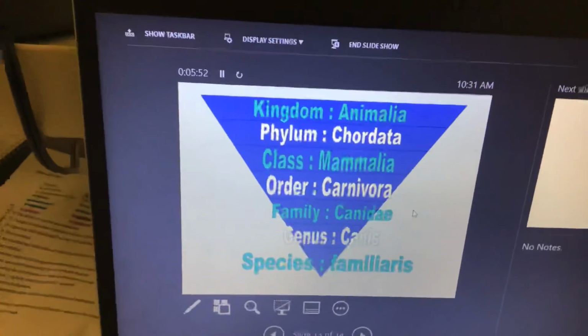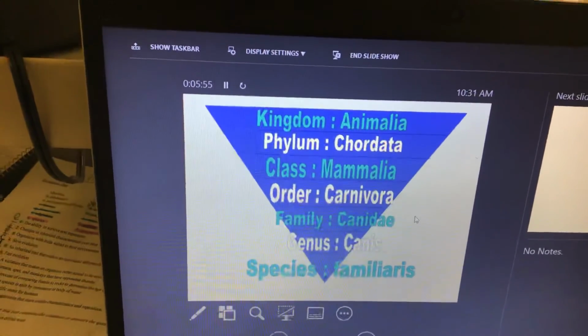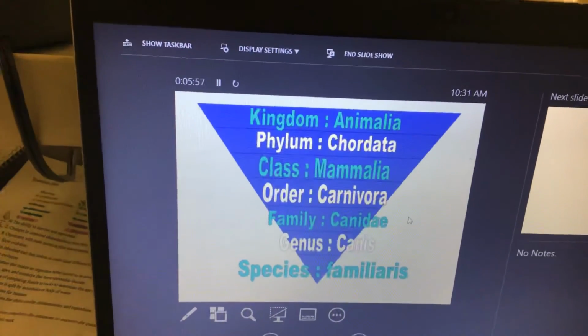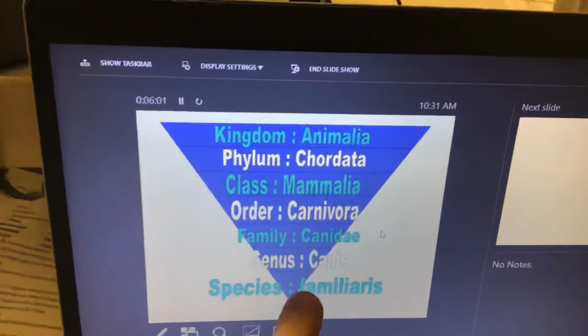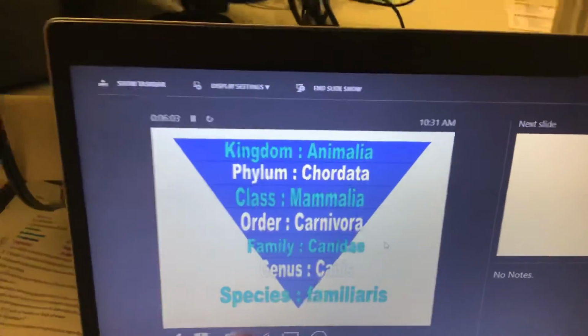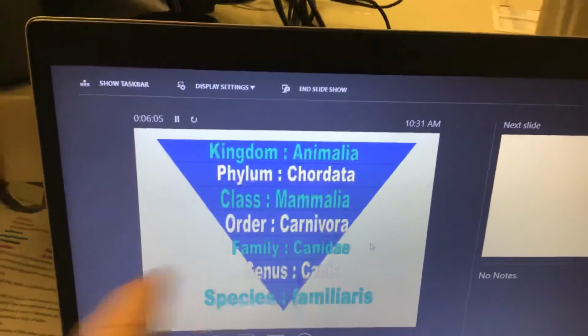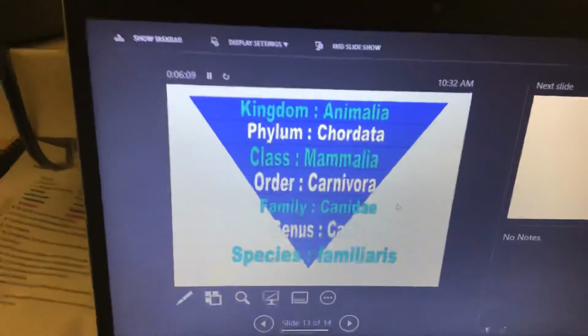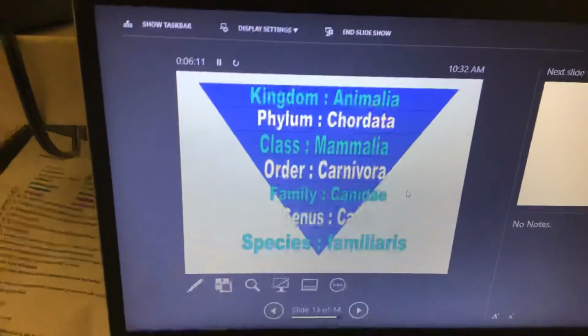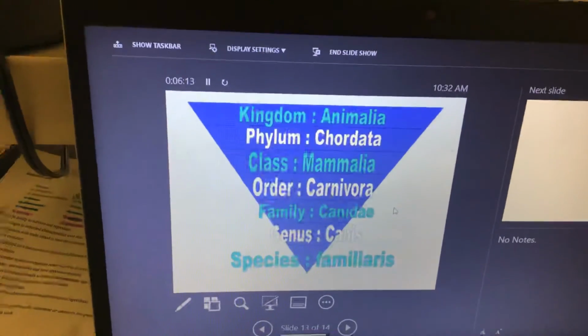And then only your dog has the species name Familiaris. So if you were going to give a scientific name for your dog, it's Canis familiaris. Remember, Canis is capitalized, familiaris is not. It's the genus and species. So you can tell a lot about your animal by its name.